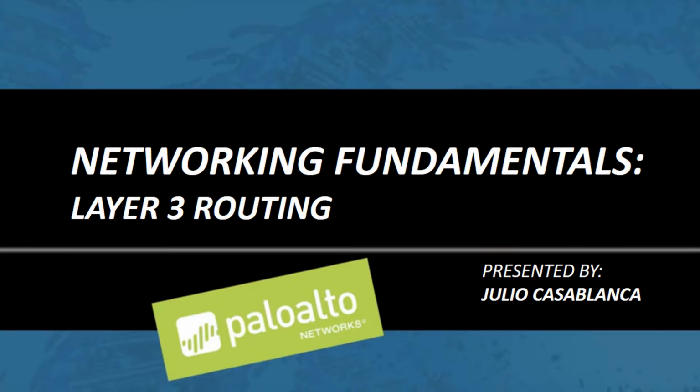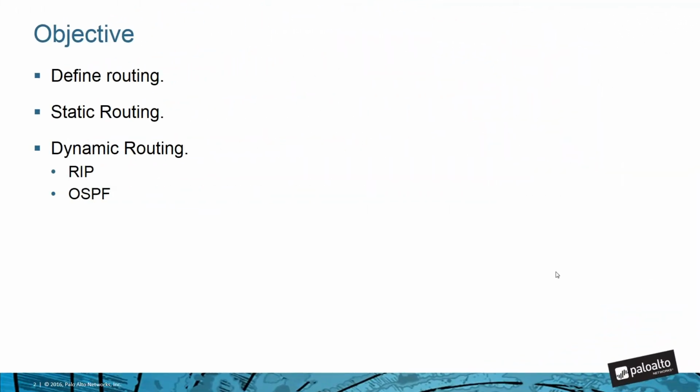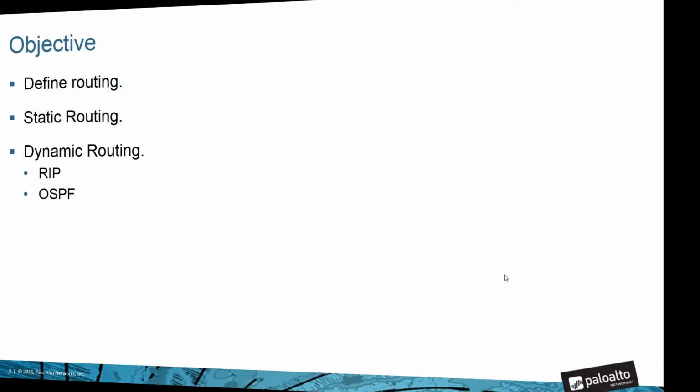Today, I am privileged to share with you basic routing concepts, routing protocols, and routed networks. The objectives for these tutorials are simple. First, we define routing. Second, we will define static routing and static routes. We will then define the requirements for dynamic routing: RIP, or Routing Information Protocol, and OSPF, or Open Shortest Path First.